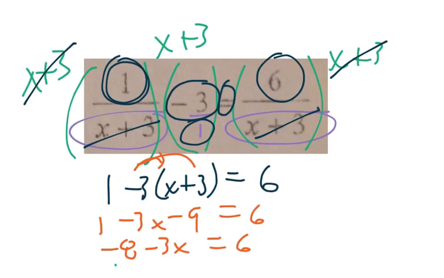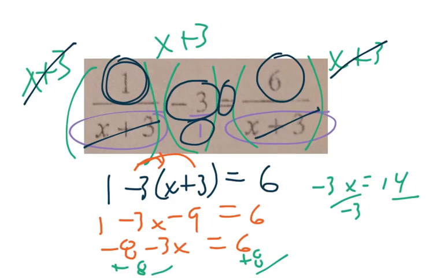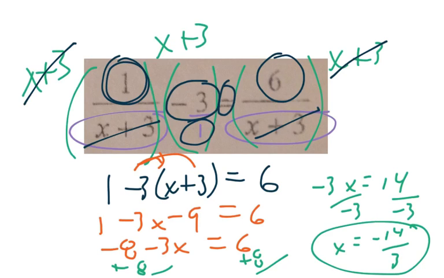We're going to go ahead and add 8 to both sides. Okay. And negative 3x will therefore equal 14. And if I just simply divide by negative 3, well, x is going to be negative 14 thirds. Negative 14 thirds. And that's my answer. So pause the video for one last time.